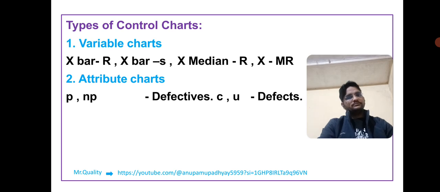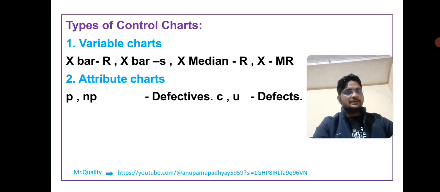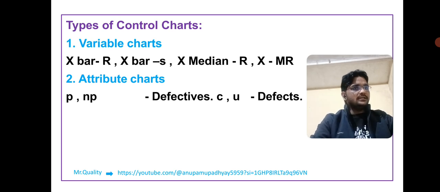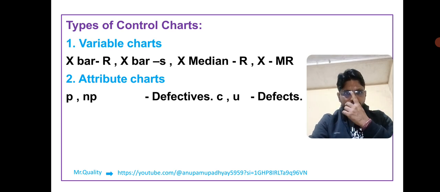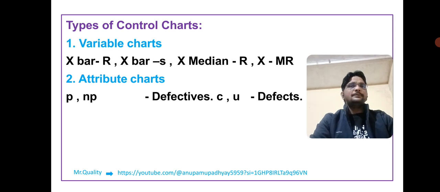Second is attribute. Attributes have two categories. For defectives and defectives per unit, we use the NP and P charts respectively. And for defects, C and U, where C is for defects and U is for defects per unit. These are the attribute charts. We have four attribute charts and four variable charts.